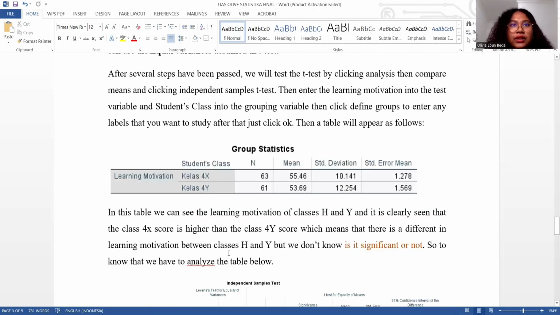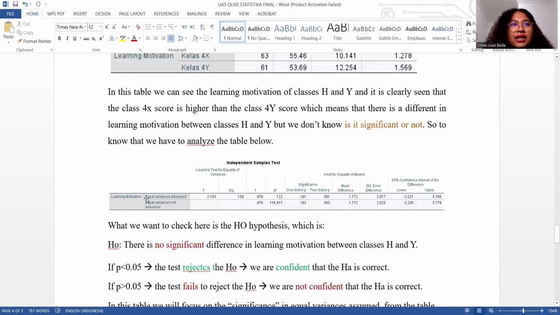So in this table, we only look at this side: learning motivation, equal variances assumed. Here, we only focus on the significance side. Here it is 0.191 and 0.3381. That is our p-value in this equal variance row, right?